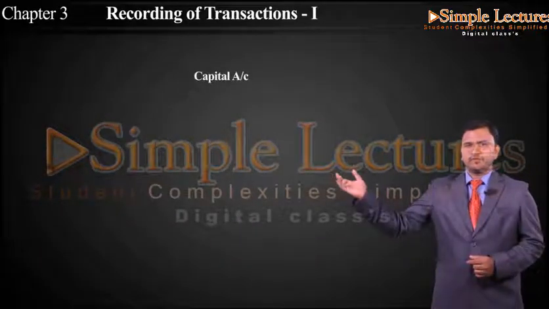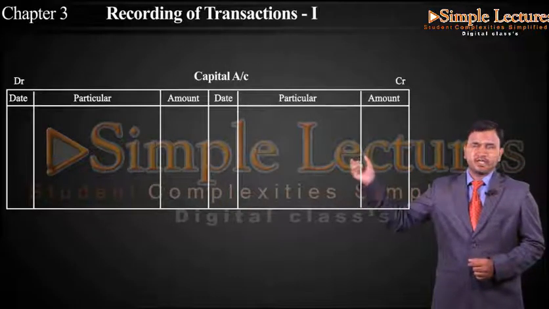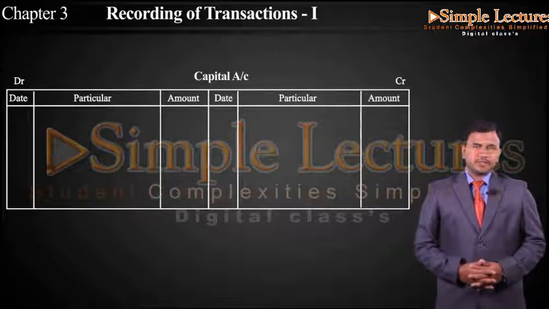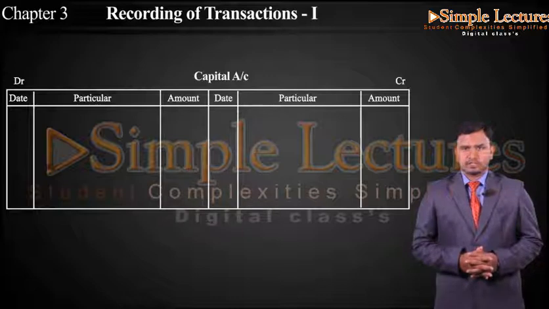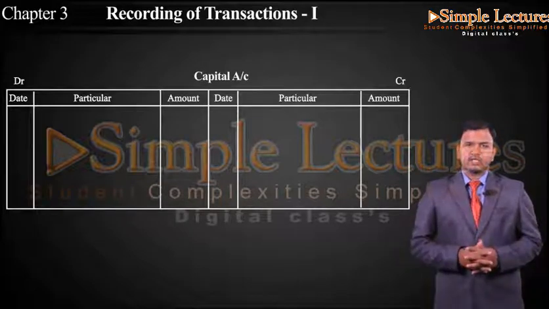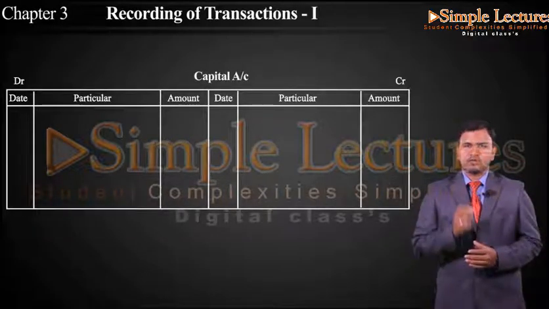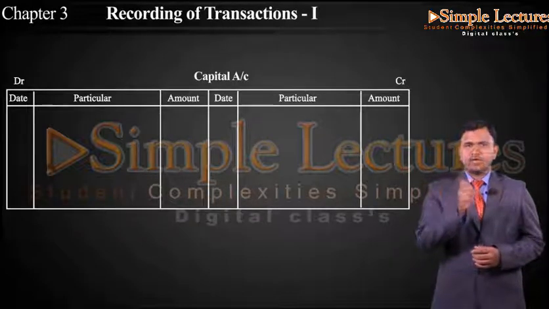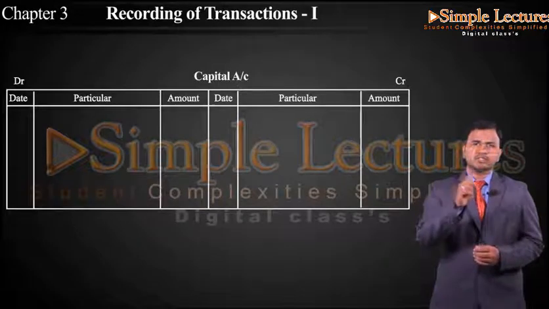So the format will be date, particulars, amount, and the table name is capital account. Now, coming to the capital, we have an entry relating to the capital on Jan 1st. The entry here is cash account debtor to capital account. So 1,65,000 was the capital introduced in the business. Here the capital was credited, and it is towards the cash.